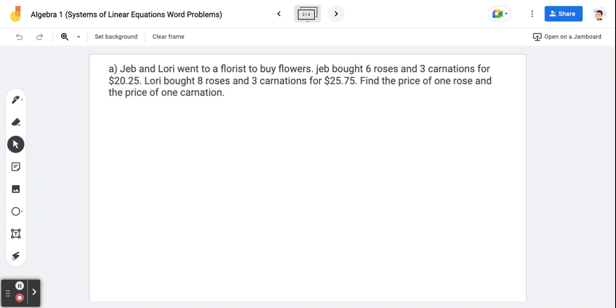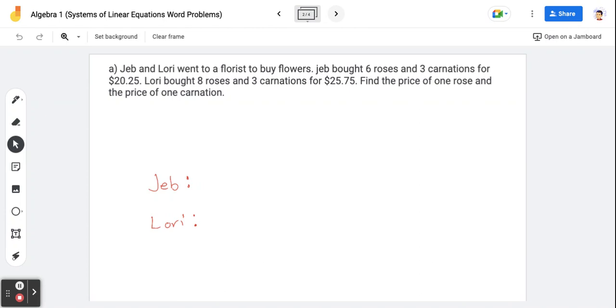Okay, so these types of problems, different systems problems, are going to give different types of details. This type of problem is a type of system problem where there are 2 people, 2 companies, organizations, whatever the case may be. So the 2 people here that we're talking about are Jeb and Lori. That means we're going to have one equation representing Jeb's scenario and the other equation representing Lori's scenario.